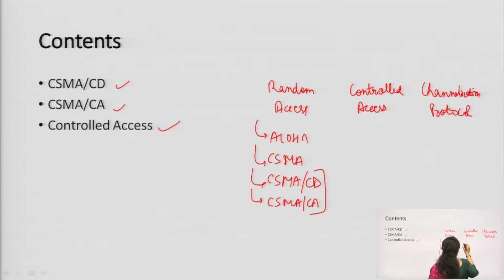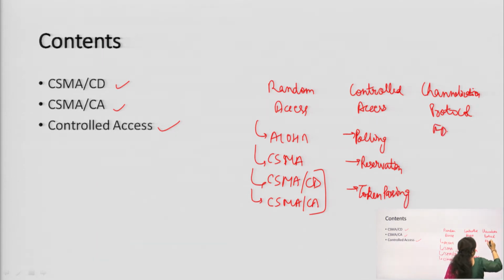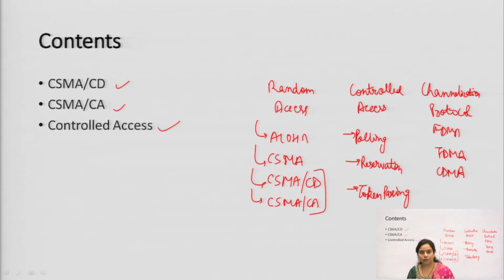Then in controlled access we have polling, reservation and token passing. In case of channelization we have FDMA, TDMA and CDMA. So, these are the channelization protocols. These are the multiple access protocols that are available, and today we will discuss CSMA/CD, CSMA/CA and controlled access protocols, that is polling, reservation and token passing.